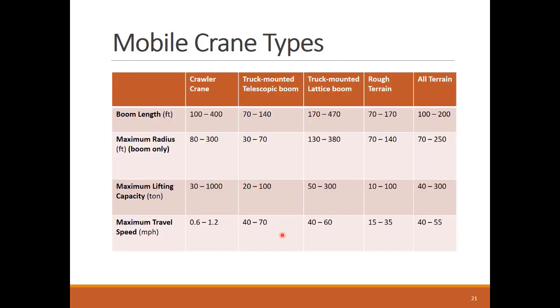This table provides a summary comparison between the main mobile crane types. We can see their differences in the boom length, radius, lifting capacity, and travel speed. You can see that the all-terrain is beating the truck-mounted telescopic crane in all comparison categories. It's clear that the highest lifting capacity and lifting radius can be achieved by a crawler crane.